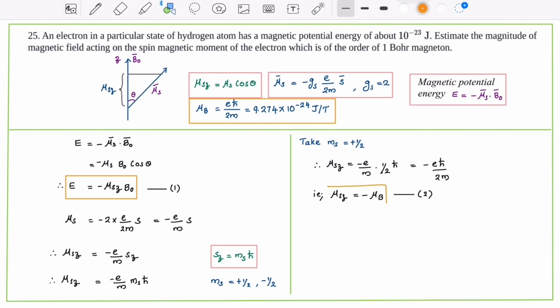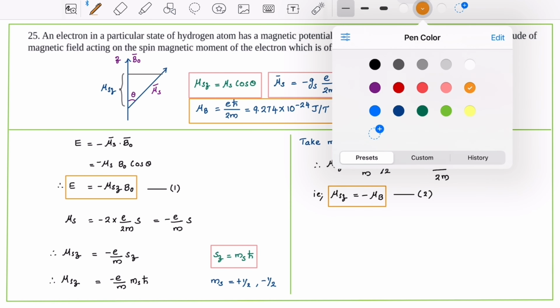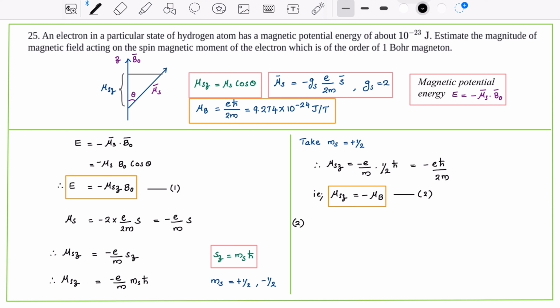You will get the magnetic potential energy E is equal to minus and minus cancel. E is equal to mu b B0. This is the expression for the magnetic potential energy, that is equal to mu b B0, where mu b is the Bohr magneton. We have to find out the magnitude of the magnetic field B0.